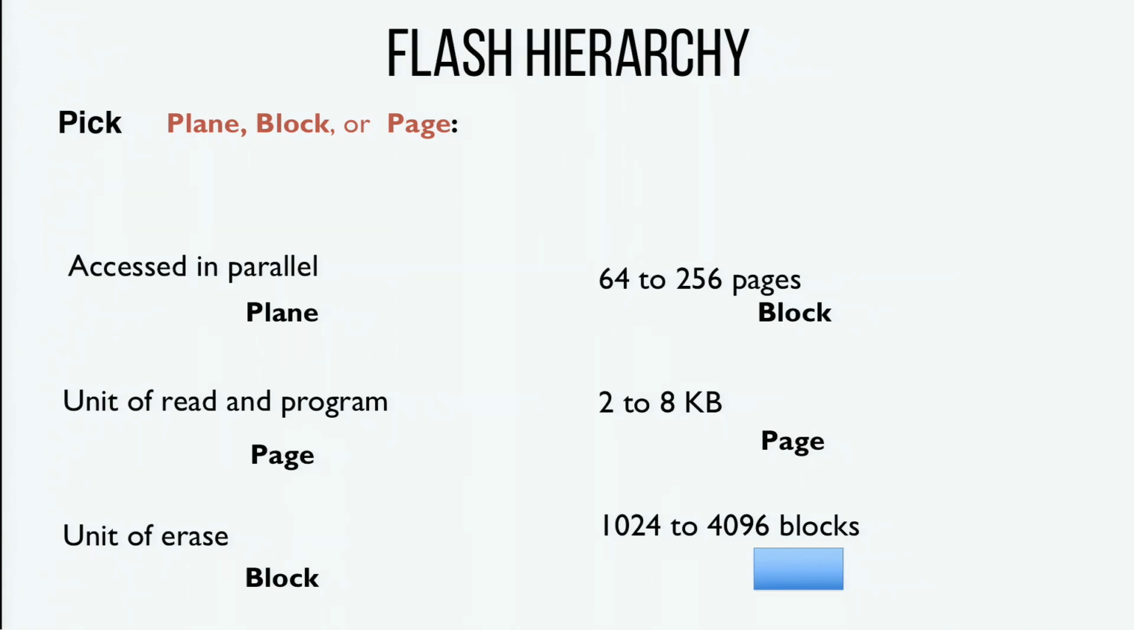And then the last thing is a plane, and that's composed of many, many blocks. So this is general order of magnitude. These are probably on the small side for the number of blocks in a plane. Of course, you're going to have many planes as well, and then the number of pages in a block. So any questions about that terminology?